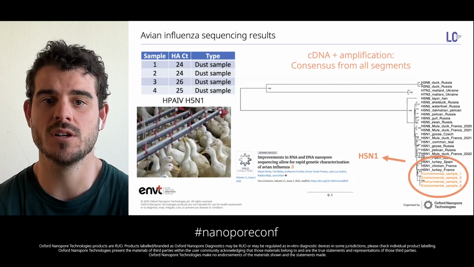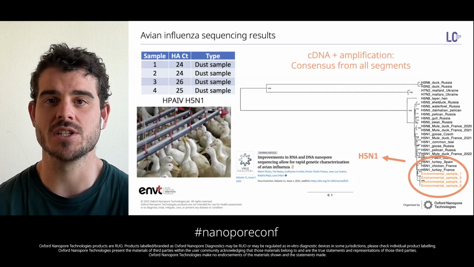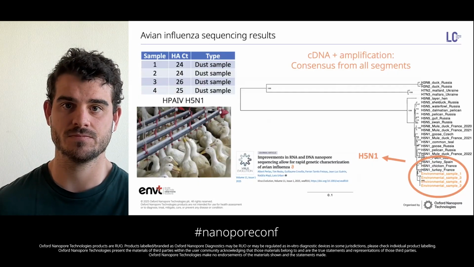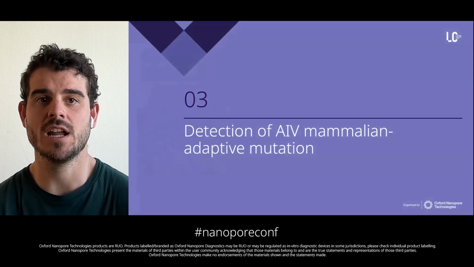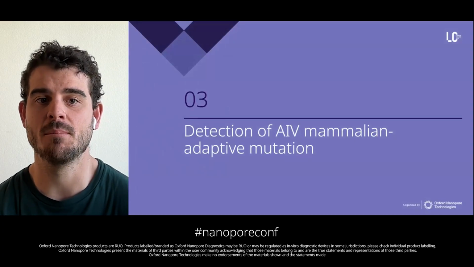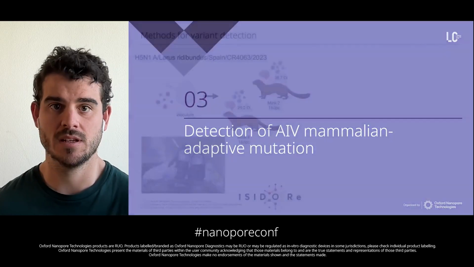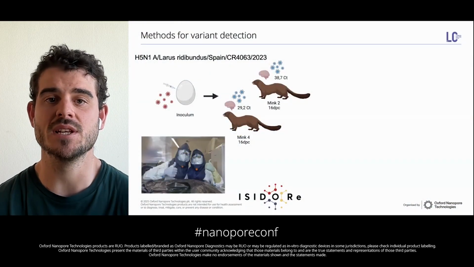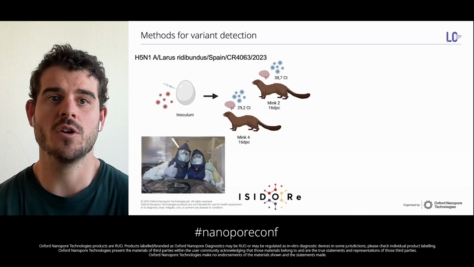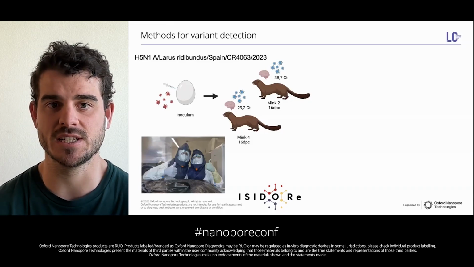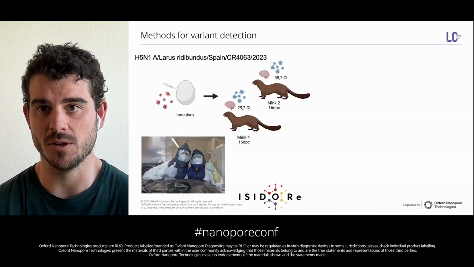If you want to know more, we recently published these results in Virus Evolution. Now, I would like to show you how we use these approaches to detect mammal-adapted variants. For that, we used an in vivo experiment in a BSL-3 facility in Barcelona, where we inoculated a group of minks with a highly pathogenic H5N1 strain that was adapted to wild birds.